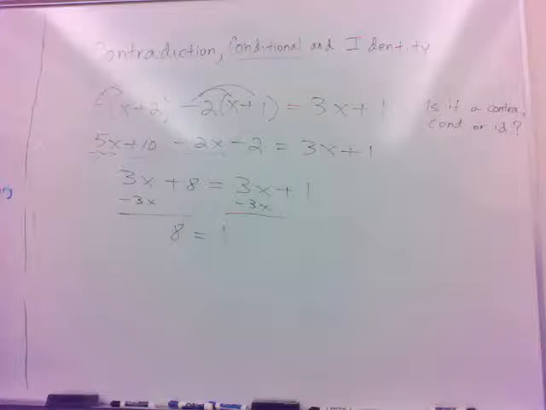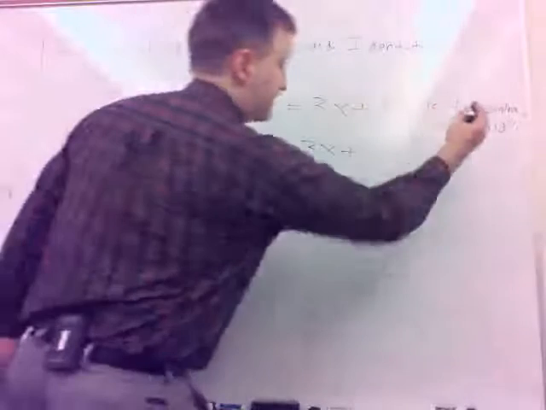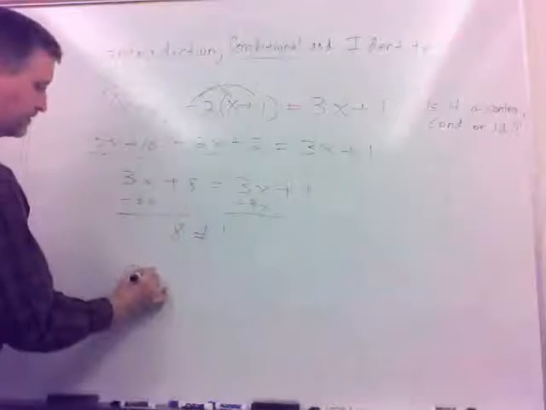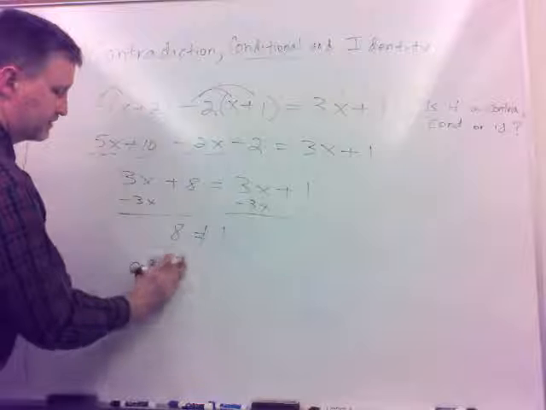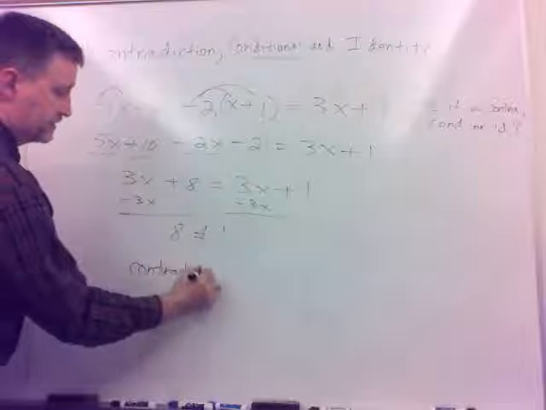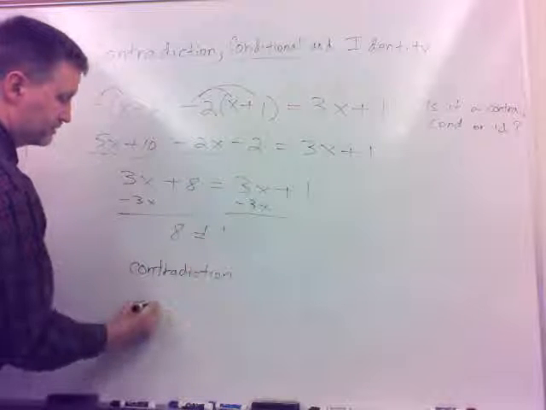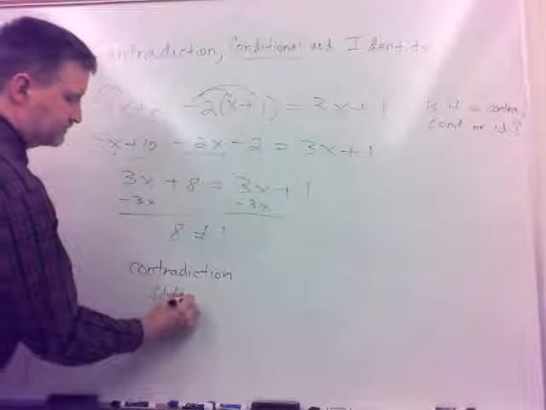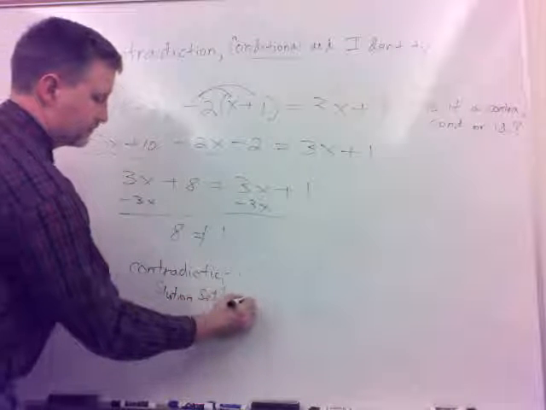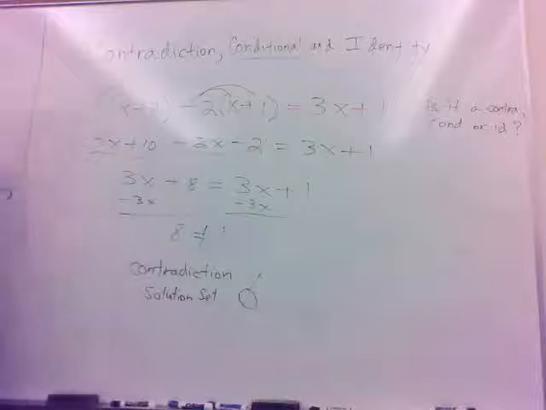The variables are gone. That is not true. 8 does not equal 1. So we get a false statement there. The original statement then, remember that, is going to be a contradiction. The solution set is no solution, or the empty set, the easiest way to write it.